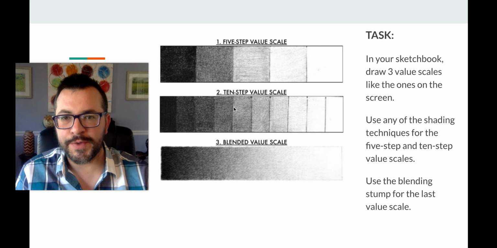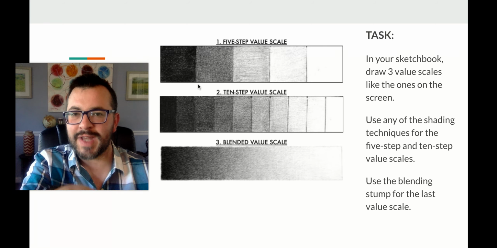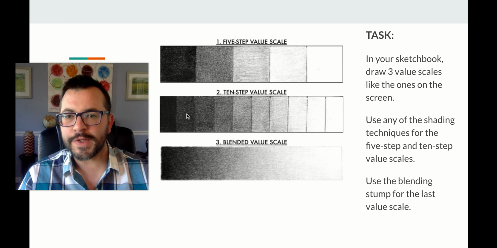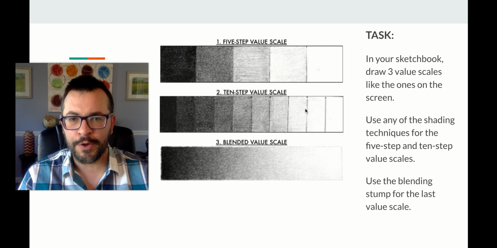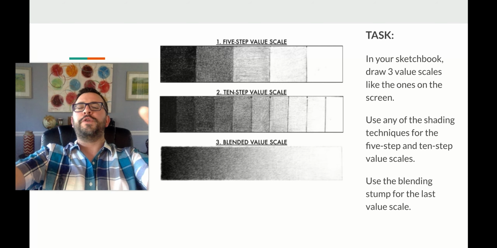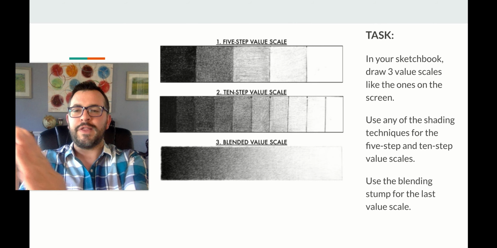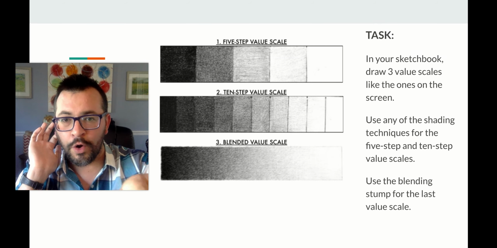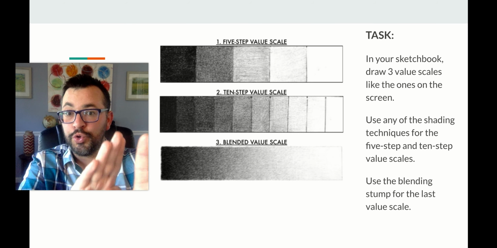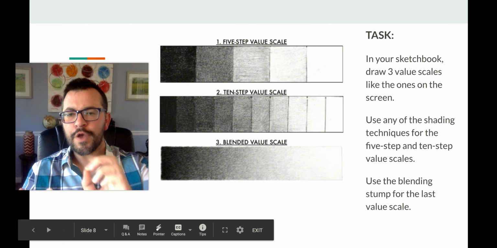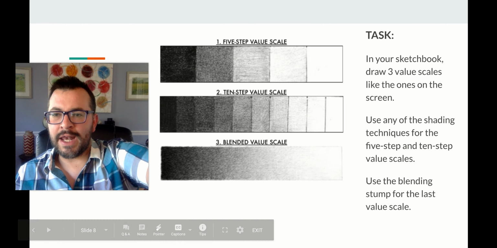The 10-step value scale adds an extra step in between each of these boxes. So if you notice that the differences are very subtle, as you work on it, make sure that if you step back or you squint your eyes, you can see that progression from dark to light. You want to make sure that you don't go out of order or that any of the steps aren't too jarring. For the last one, use the blending stump to fill in any of the pencil marks.